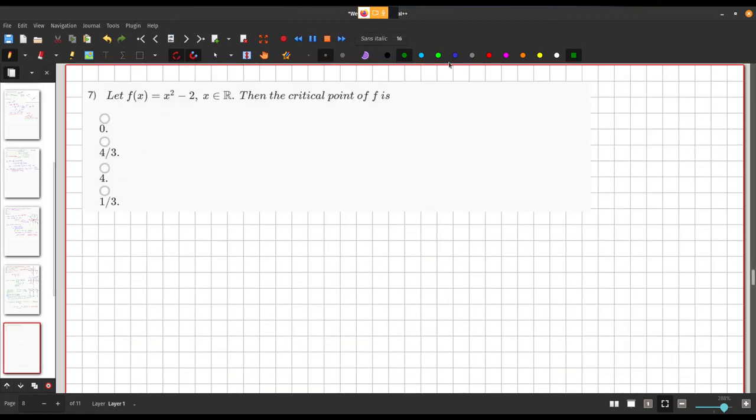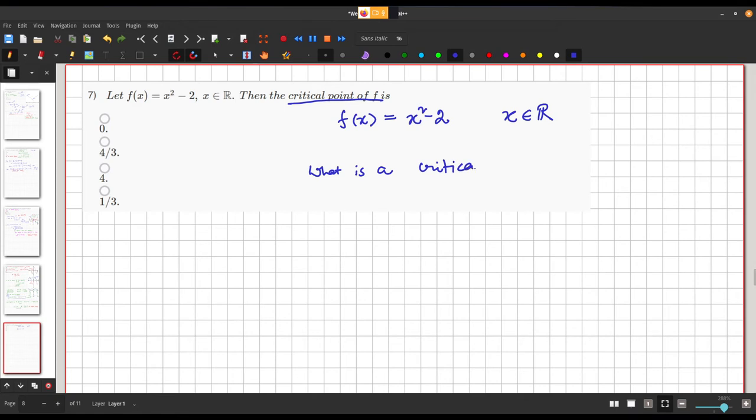So here again we have one function, f(x) equal to x square minus 2 for x belonging to the set of R, and we have to find a critical point of f. So what is the critical point? It is a point where the first derivative is 0, right? Or where the function is not defined. But here, since the function is defined everywhere, the critical point will be given by where f'(x), the first derivative of f, is 0. So let us quickly do that.